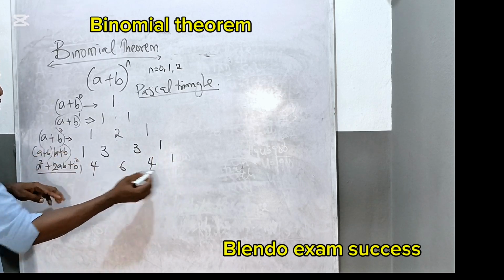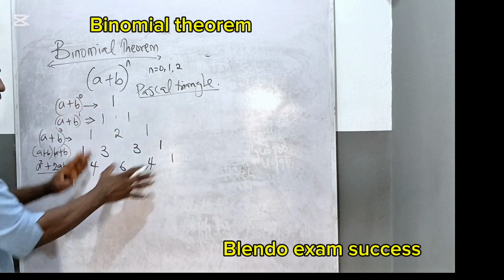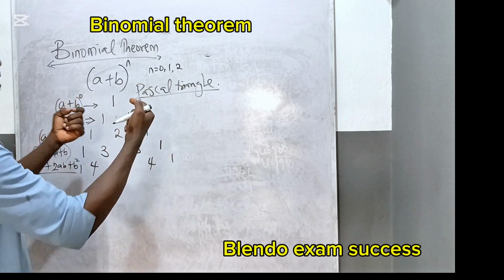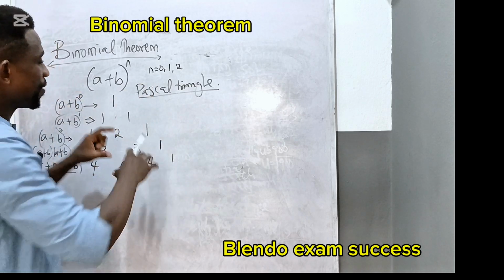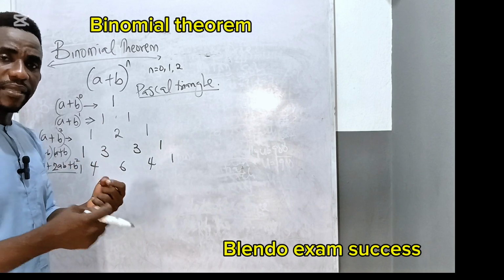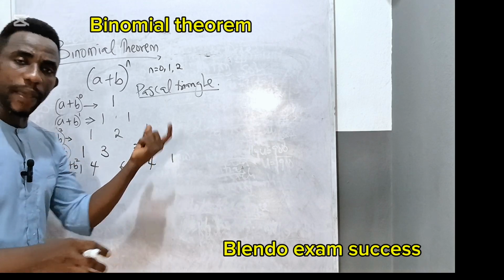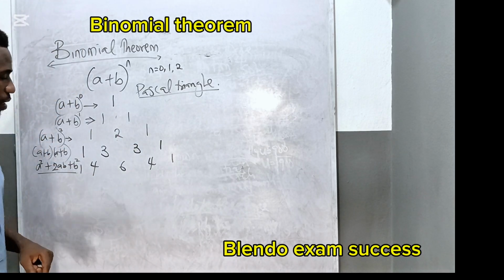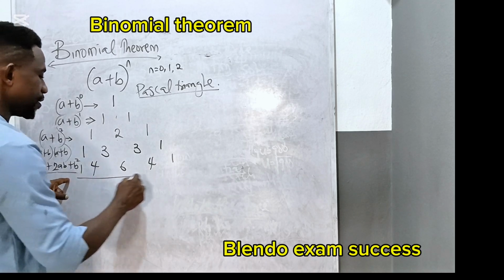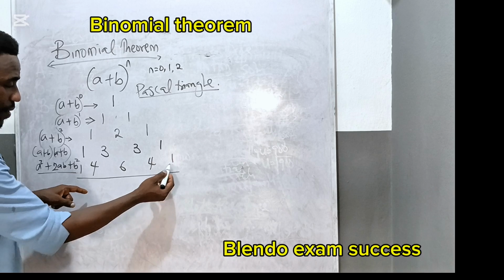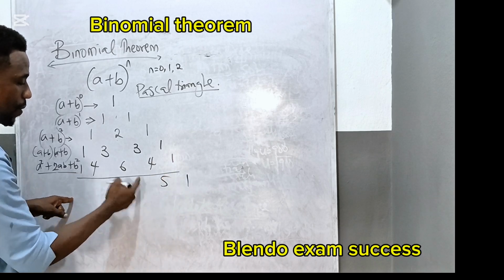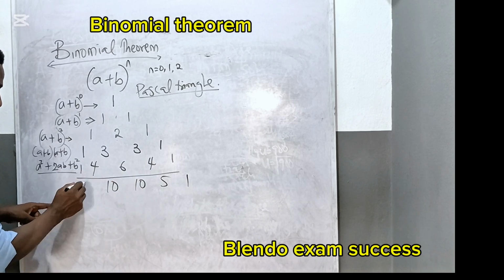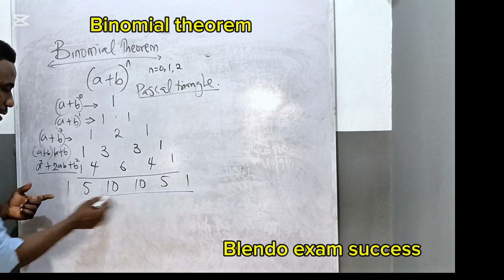So we can actually use Pascal's triangle. This is called Pascal's triangle. It gives the coefficients of the binomial expansion. When you have expanded it, the coefficients form what is called Pascal's triangle. We can even proceed by saying 1 plus 4 is 5. You write down 1, 4 plus 6 is 10, 6 plus 4 is 10, 4 plus 1 is 5, 1, 1, as the case may be.